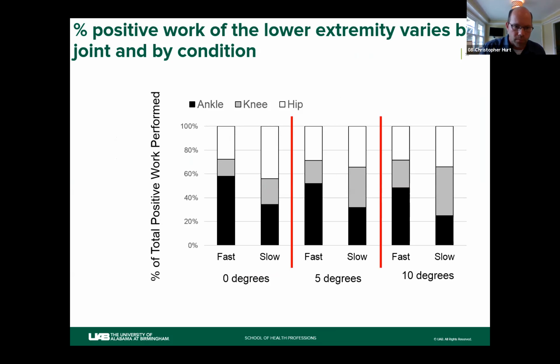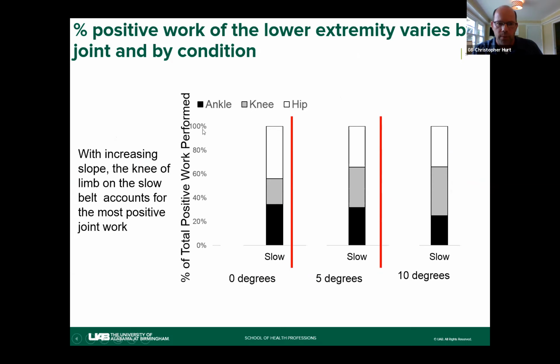And when we look at percent positive work of the lower extremity, we can see that it varies by joint and by condition. On the y-axis here, we have percent positive work for the fast and the slow limb, for the ankle, knee, and hip. If we break them out and look at them individually, we see that with increasing slope, the knee of the limb on the slow belt accounts for more positive joint work. Overall at 0 degrees, we saw a lot of hip work being done in the split belt condition, but as we added slope, we saw an increase in the knee positive work being performed.